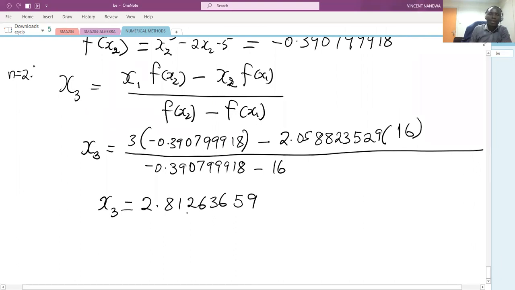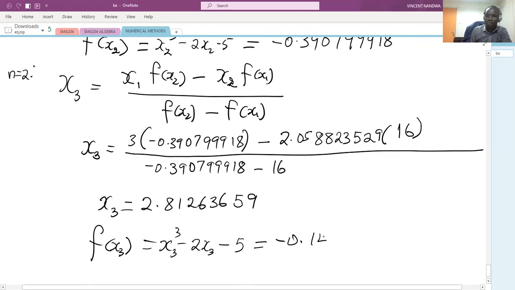And then once you get x3, comparing this one to four significant figures as stated in the problem and the previous approximation, they are different. So you have to go to the next iteration. You need to find the value of f of x3, which will be given by x3 cubed minus 2x3 minus 5. Putting these values into this expression, we get f of x3 will be given by minus 0.147204064.